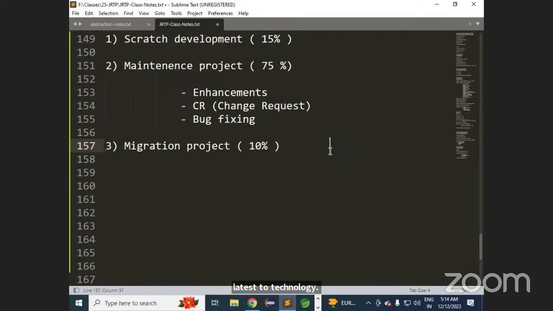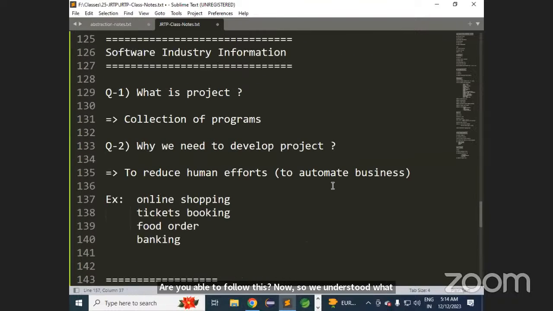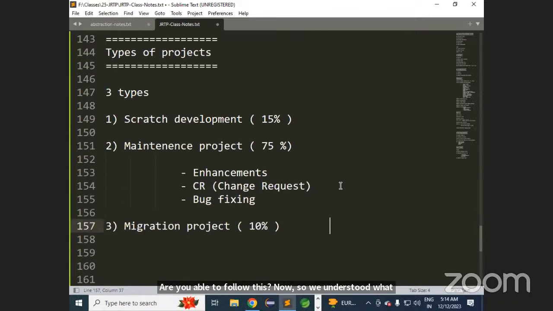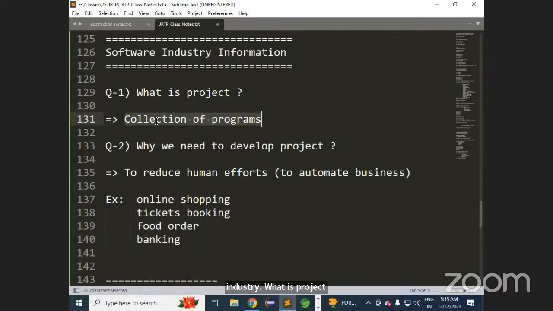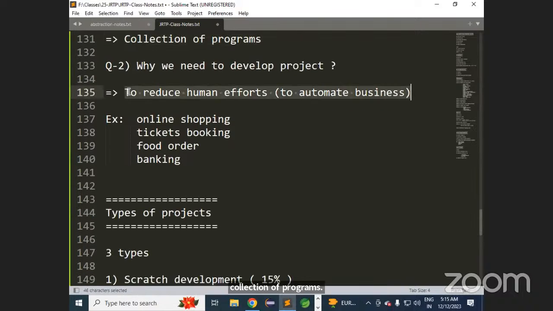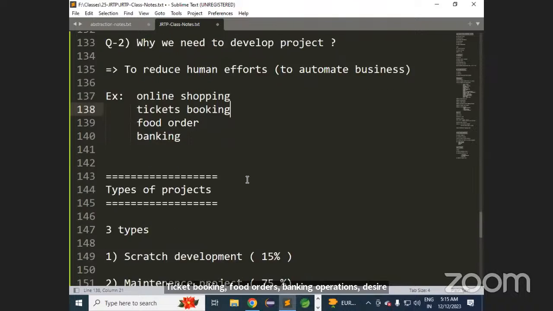Are you able to follow this? Now we understood what a project is, why we need to develop a project, and how many types of projects are available in the industry. What is a project, guys? A project is nothing but a collection of programs. Why do we need to develop a project? To reduce human effort. Some examples: online shopping, ticket booking, food orders, banking operations. These are all automated using software applications.